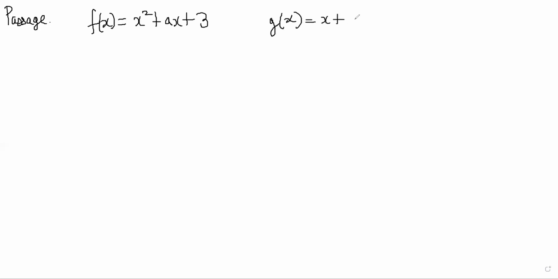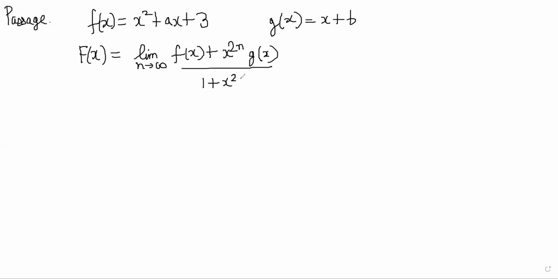let's do this question. This is a passage type question. So if f of x is equal to x squared plus ax plus 3 and g of x is equal to x plus b, and capital F of x is equal to limit of n tends to infinity of f of x plus x power 2n into g of x by 1 plus x power 2n.